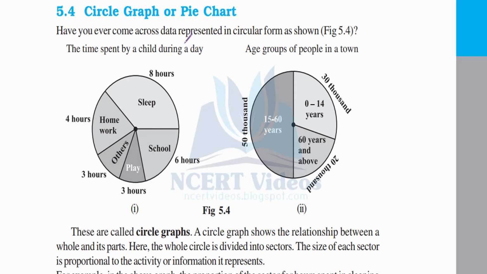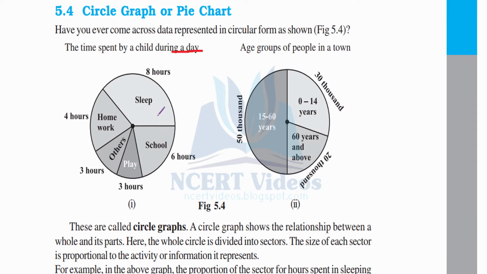Well, here we are provided with some other event. The event is the time spent by a child during a day. So we know during a day we have 24 hours in total. We can observe over here that 8 hours is spent in sleeping only, 6 hours in school, 3 hours each on other activities and playing, and 4 hours of the day are spent in doing homework. So from this graph we get various information about activities of a child during a day.